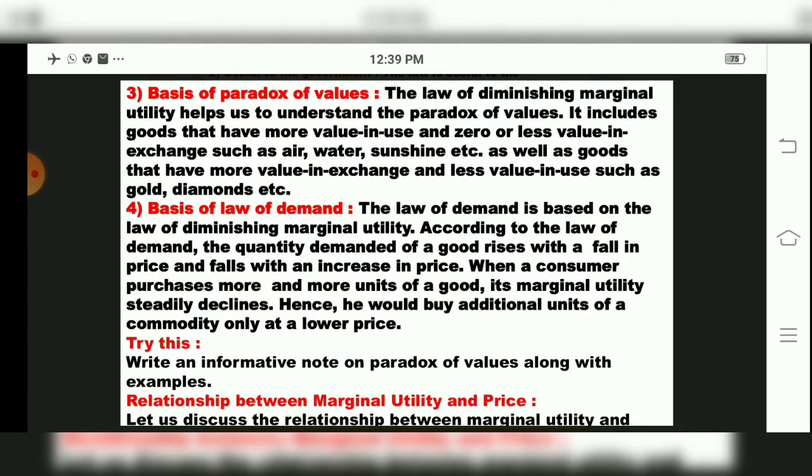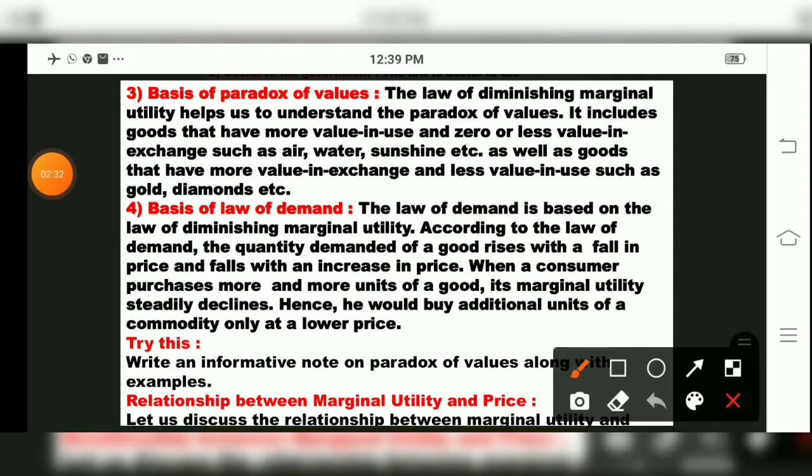Now we come to the third significance of law of DMU: this law of diminishing marginal utility is based on the paradox of value, children. The paradox of value was told, and we have studied this paradox of value in 11th standard, if you remember, in the first chapter. So paradox of value is related to what? Value in use and value in exchange, where we studied the example of diamond and water.